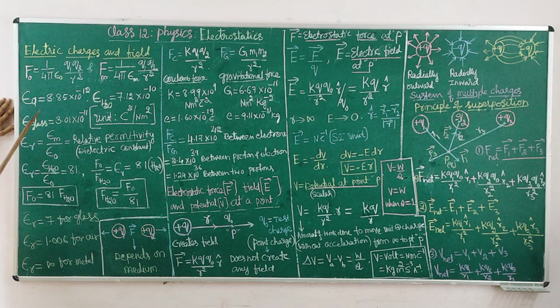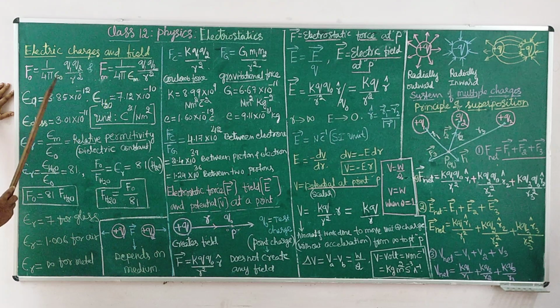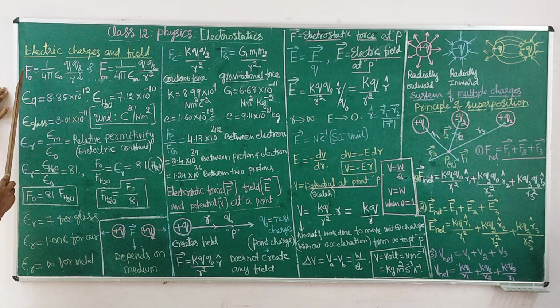What is the calculation? That is F naught when the space is empty, and Fm when the space is filled with some material medium. F naught is always greater than Fm. Take the ratio of these two forces. This force is always less than this force. Ratio of this.